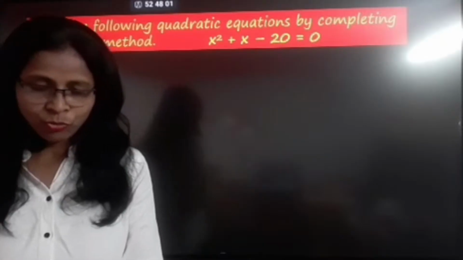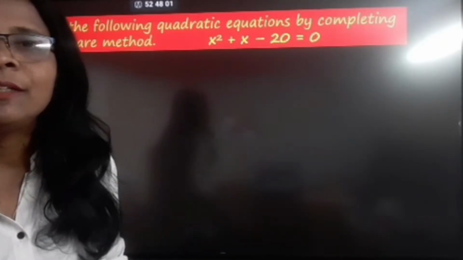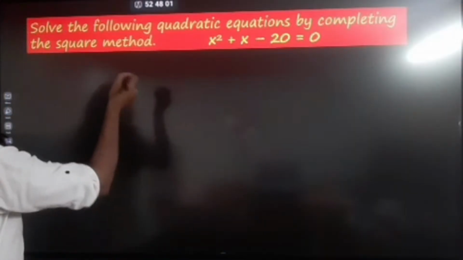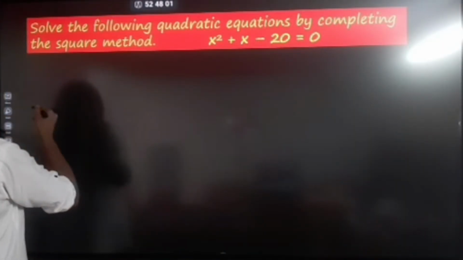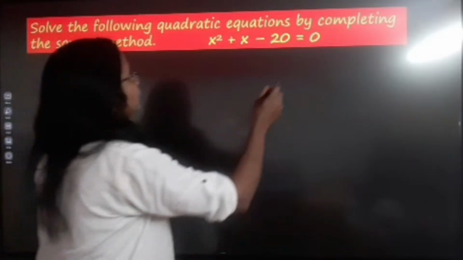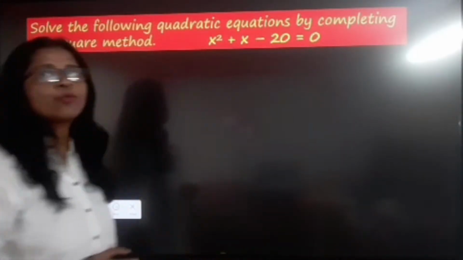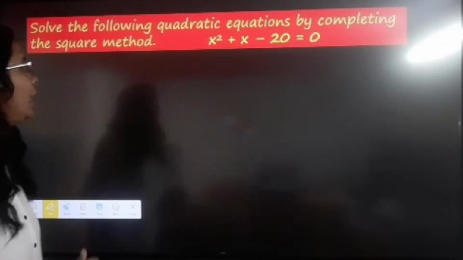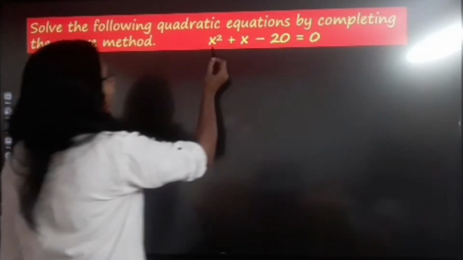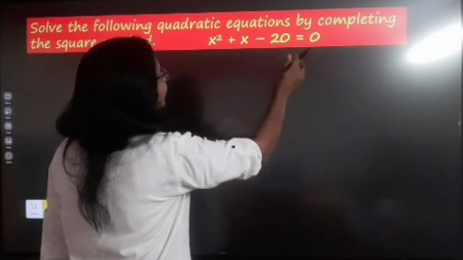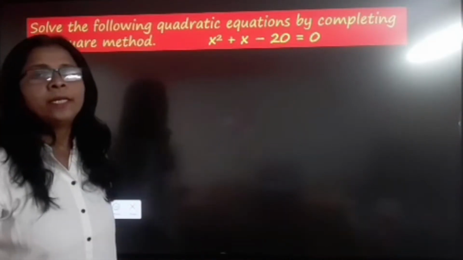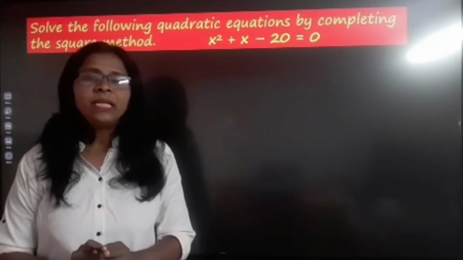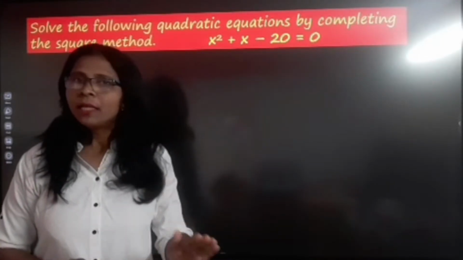So now, students, we have to see the first question, and the instruction is: solve the following quadratic equation by completing square method. The example is x square plus x minus 20 is equal to 0. Now this method is very simple.